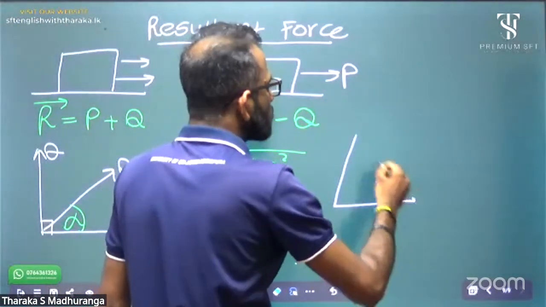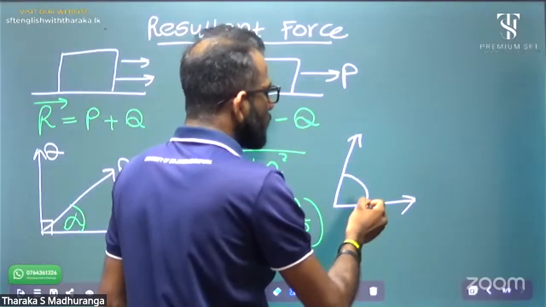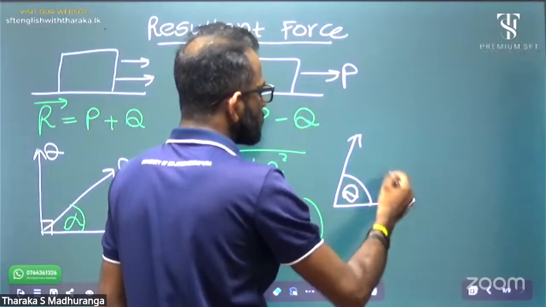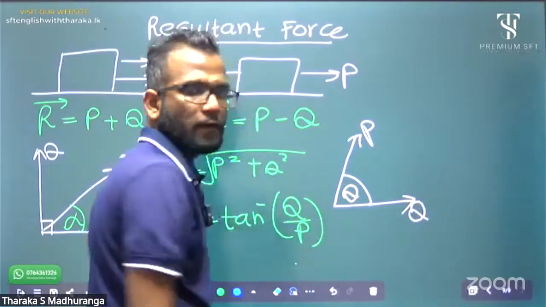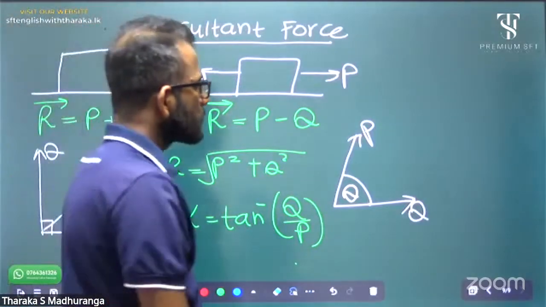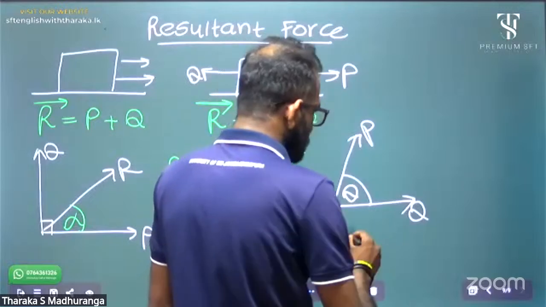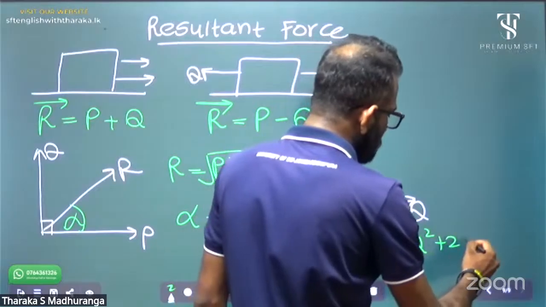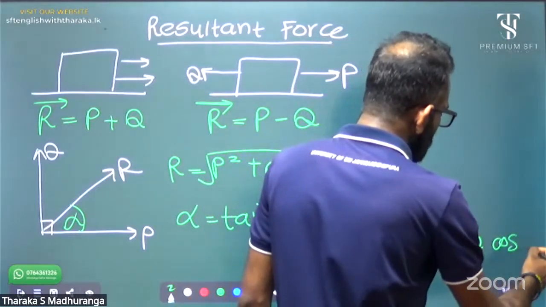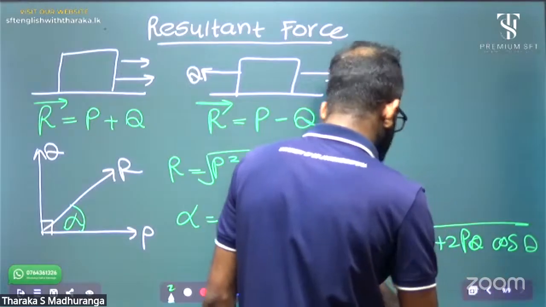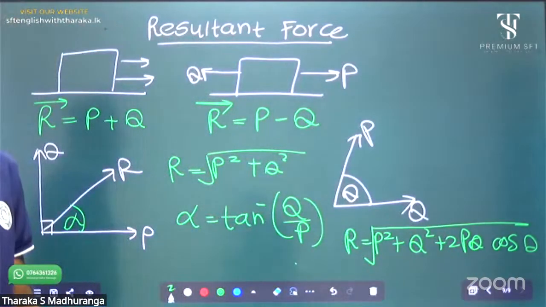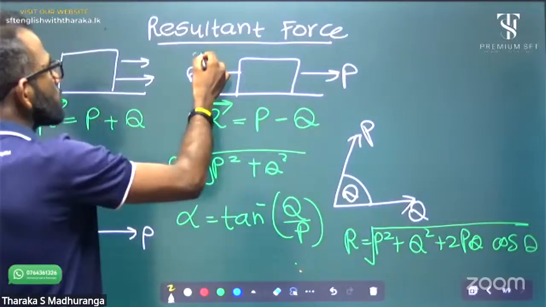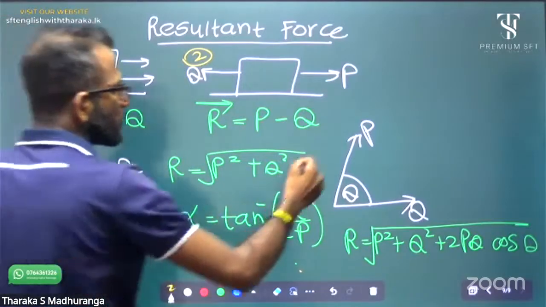Final one. Two forces acting along a less than 90 degree angle theta. How to get the resultant force? R equal to the square root of P squared plus Q squared plus 2PQ cos theta. This is the magnitude of the resultant force. This is the first one, second one, third one, final one, fourth one.